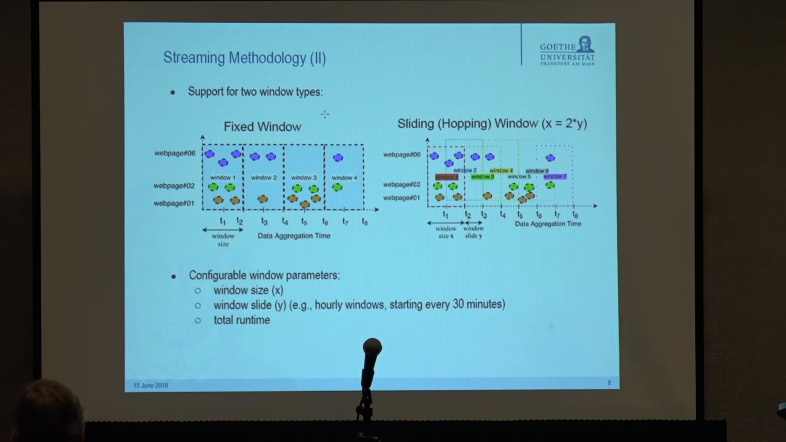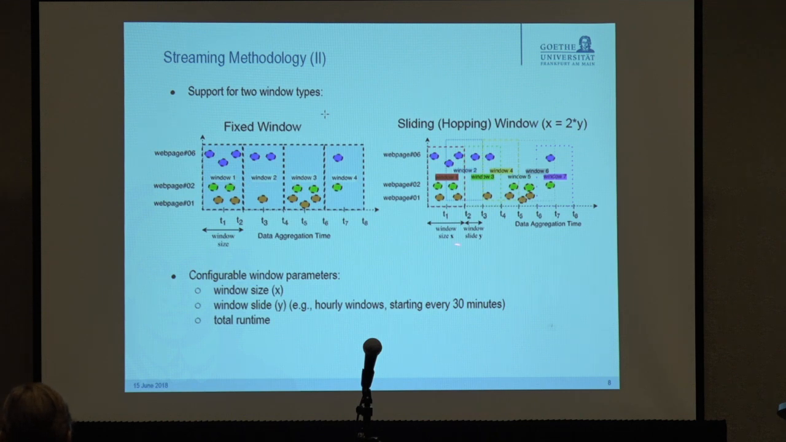So let me start with the fixed window. On the y-axis you can see different product pages, and on the x-axis, this is the time, and the dots represent people going and checking these pages and generating logs in JSON format. So what we said is, we can define a window size, and based on this window size we can then divide the data into separate windows.